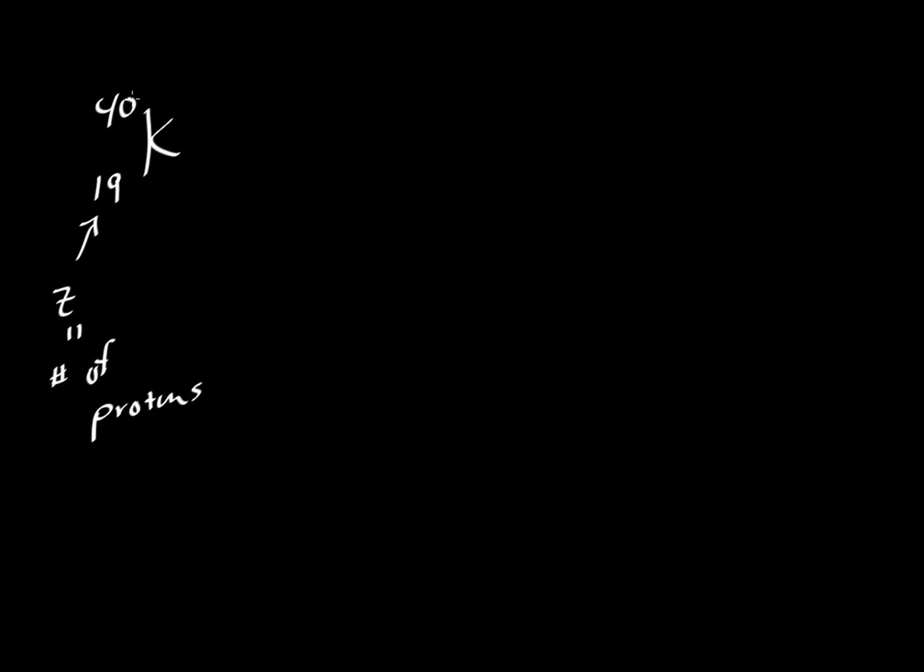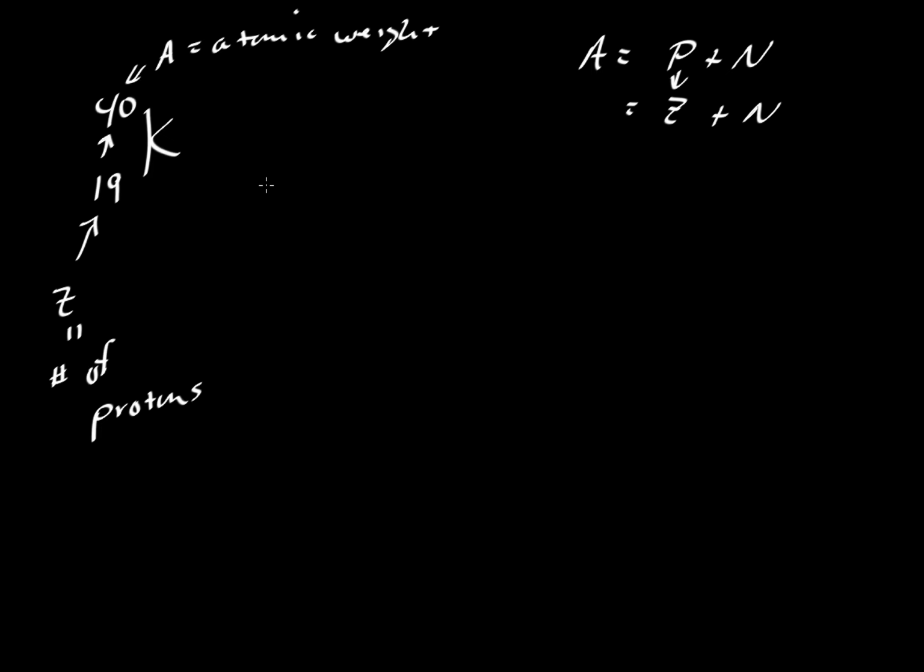And then potassium 40, up here we have A, the atomic weight. So this is the atomic weight of this particular isotope, and A is equal to P, the number of protons, plus N, the number of neutrons, or we can write this perhaps more correctly as Z plus N, where number of protons is often written as Z. So A is the total amount of particles in the nucleus, and so whatever number we have here, we need to add a number of neutrons to reach that number there.